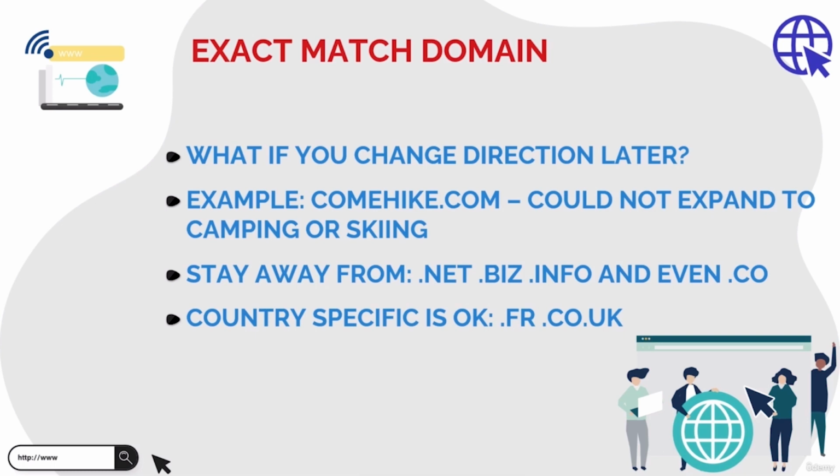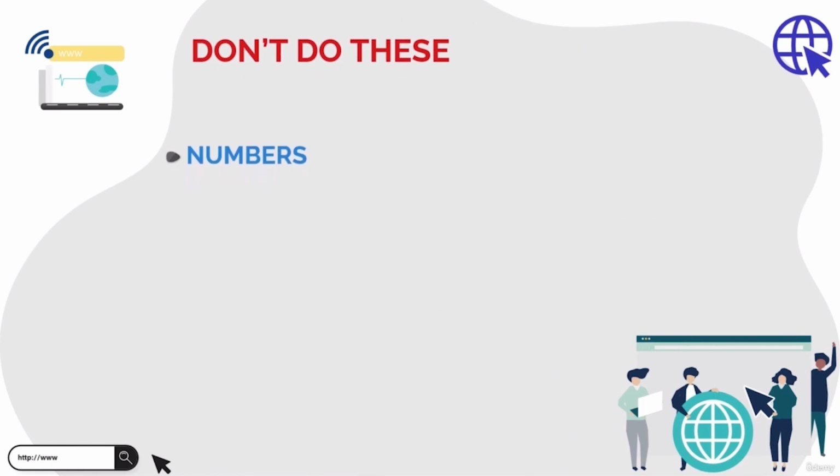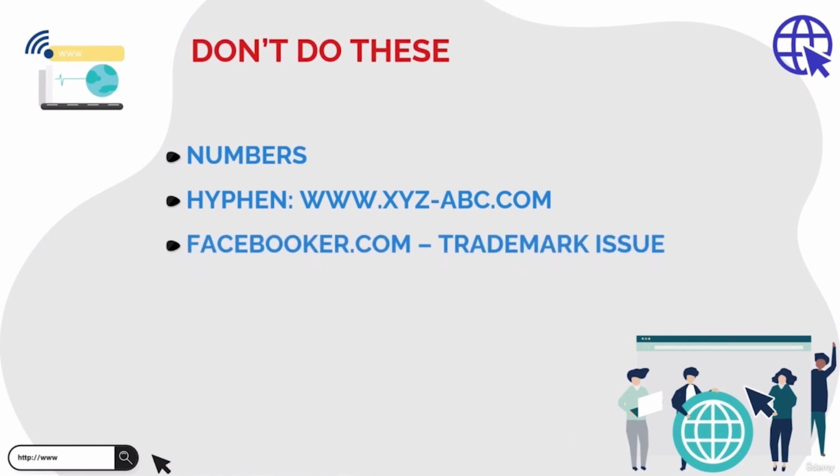Now let's talk about what not to do. Don't put numbers in your domain. Don't put hyphens like this example, XYZ hyphen ABC. Hyphens are just weird. Don't violate trademarks. This would be a trademark violation and Facebook would come after you, like facebooker.com as an example, right? I'm sure you can't get that domain anyway, but if you could, don't. So you always want to check if you're infringing on existing trademarks.